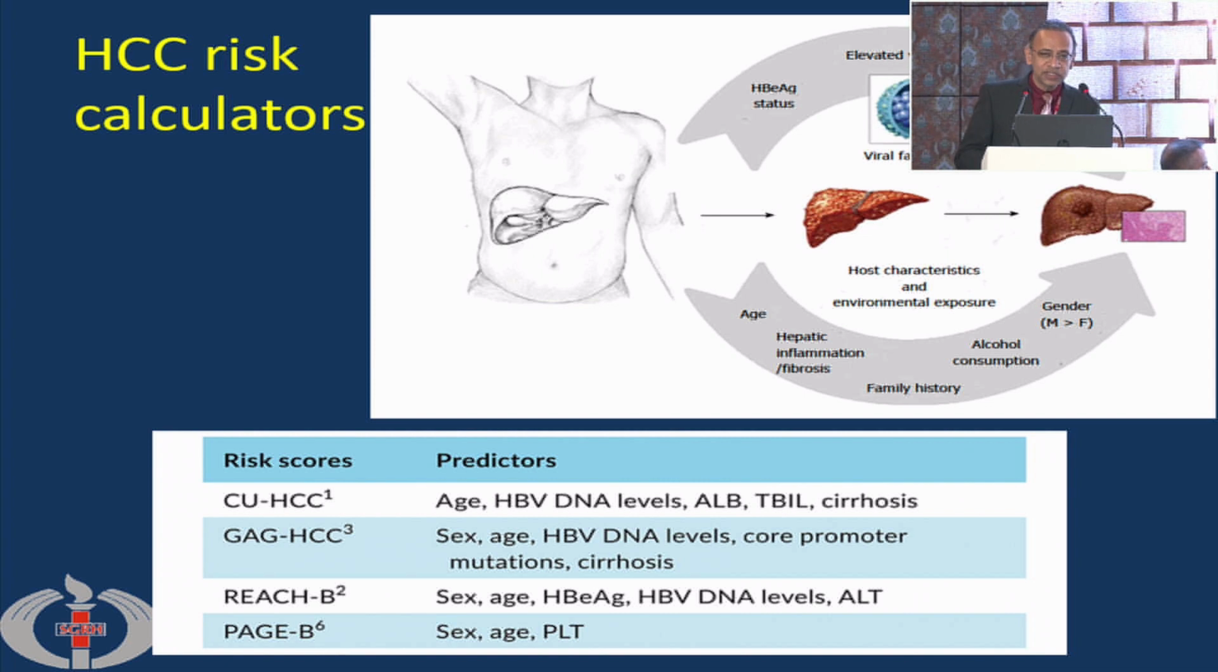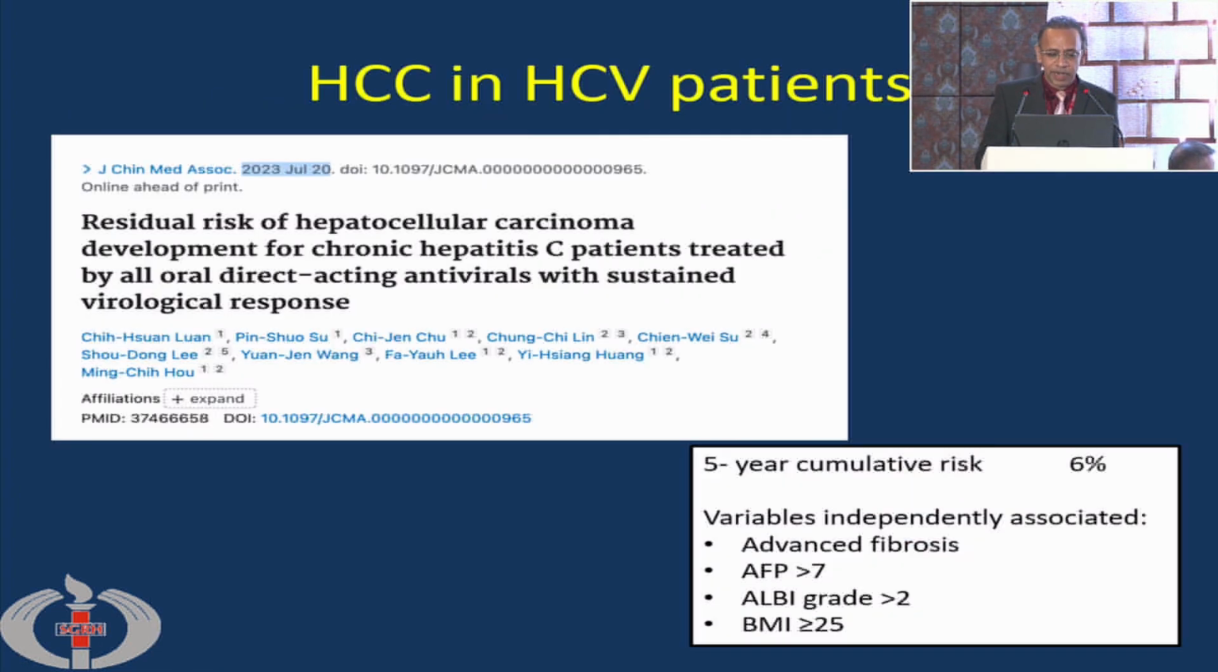And because HBV can cause HCC in so many ways, there are various HCC risk calculators which take into account HBV status, viral load, genotype, age and hepatic inflammation, family history, gender. So many risk calculators are there, for example, REACH-B score, PAGE-B, CU-HCC scores. Although these are there, they are not very well used in clinical practice.